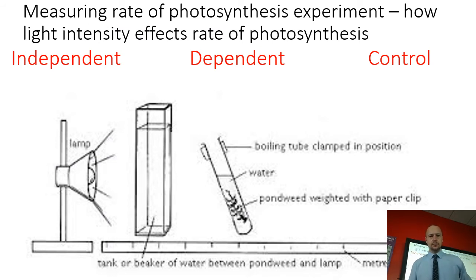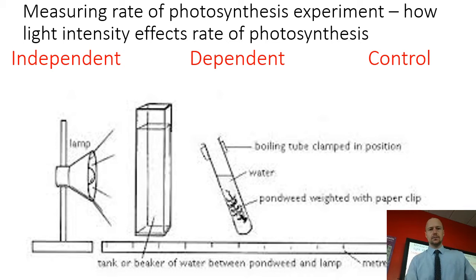Right, the next thing is a practical to see the effect of light intensity on the rate of photosynthesis. So how does light affect the rate of photosynthesis? Can you pause the video now and tell me what the independent variable would be in this experiment? A specific dependent variable, some way that you could measure how fast photosynthesis is happening. Have a think about that one. And then a couple of control variables. So what things would you need to control in this experiment?